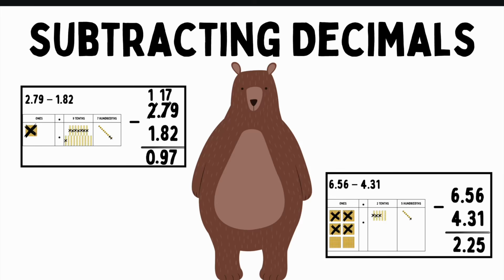Welcome back, Math Grizz. Today we will be subtracting decimals. 2.79 minus 1.82, or 2 and 79 hundredths minus 1 and 82 hundredths.